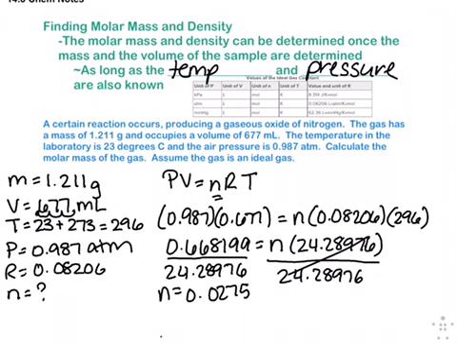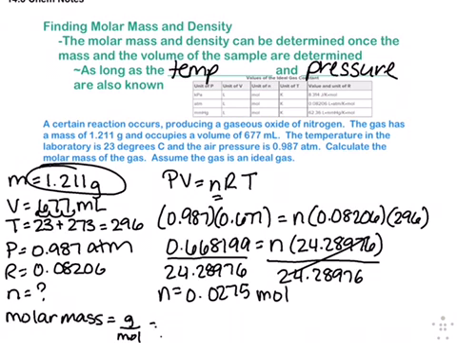Are we done with this problem? No. We found the moles, but it is asking us for molar mass. So remember that molar mass is grams over moles. The problem gave us the grams, 1.211, and we just calculated the moles, 0.0275. Do that simple division, and the molar mass is 44.0 grams per mole.